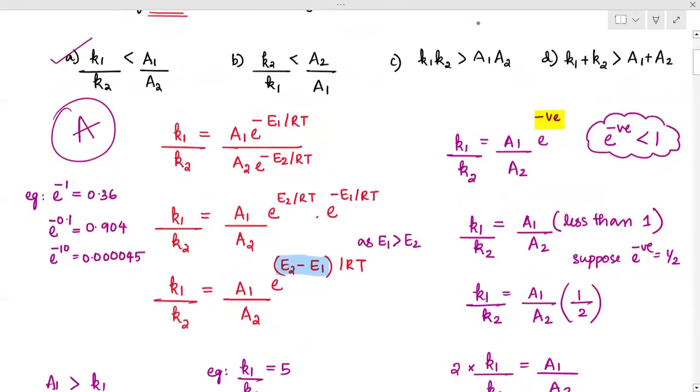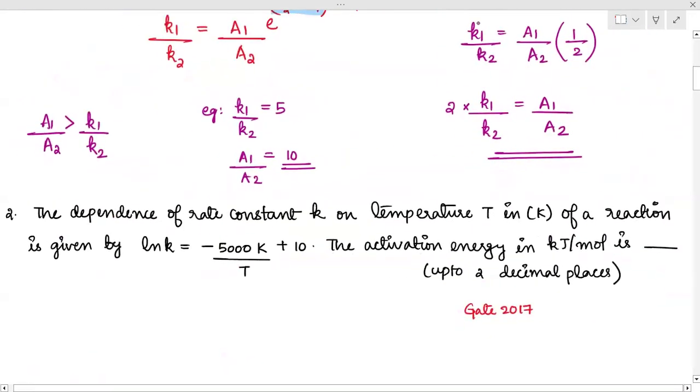Easy. Okay, it's easy until here. Then you should have your basic mathematics knowledge. That's all. Okay. Next question.